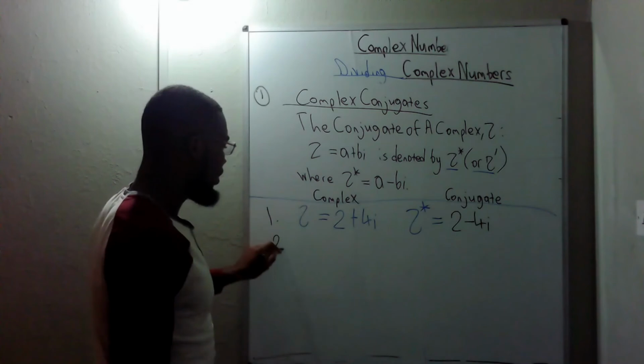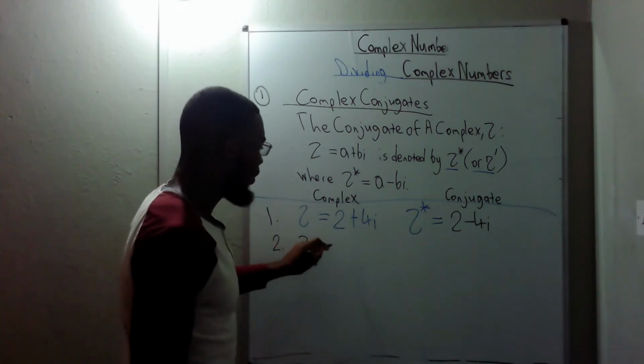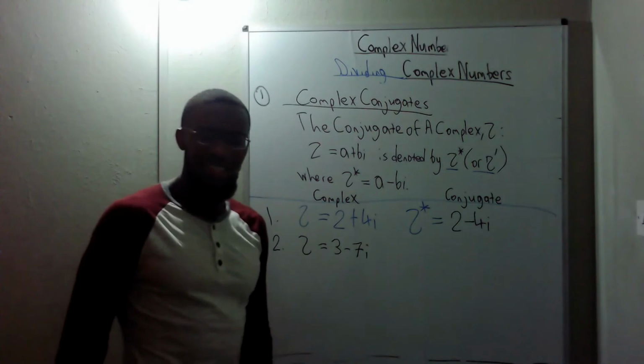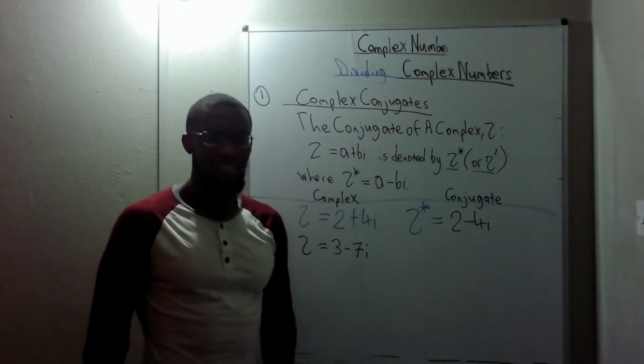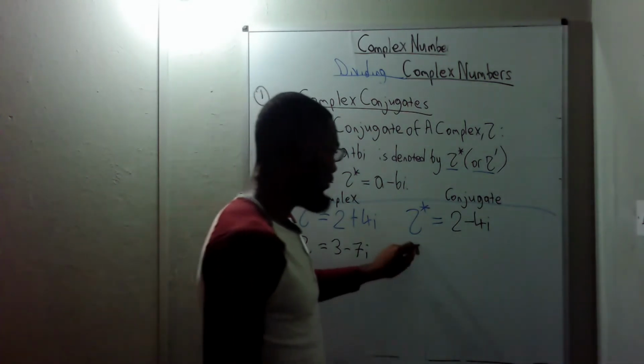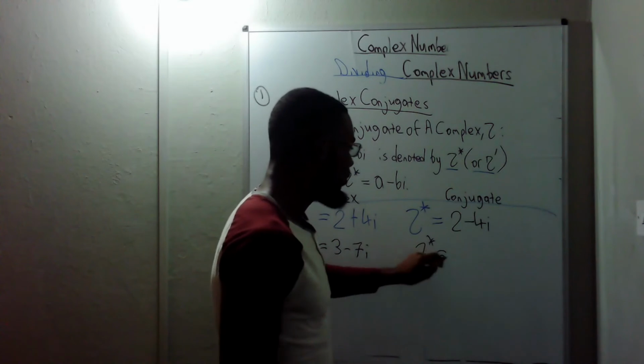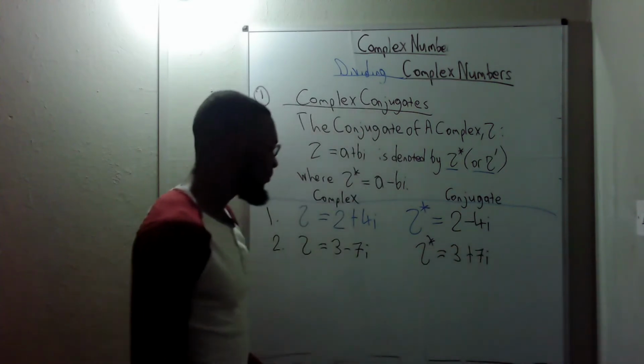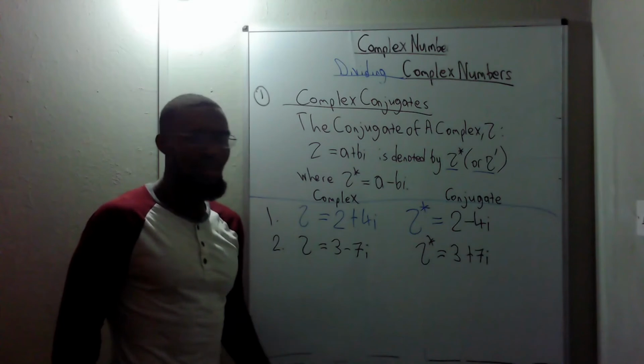What if they give you z is equal to 3 minus 7i? What's the conjugate? Absolutely right. So if you said this, then you're absolutely right. 3 plus 7i is then the conjugate. Alright? This will become the conjugate.